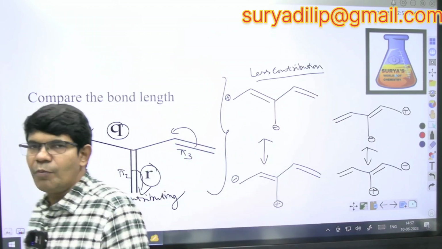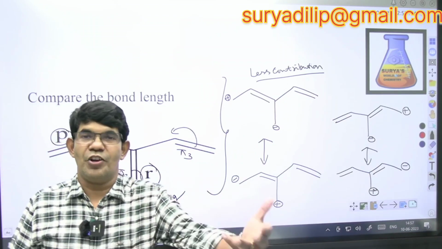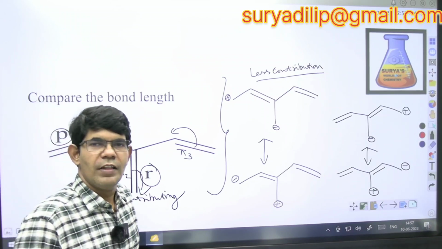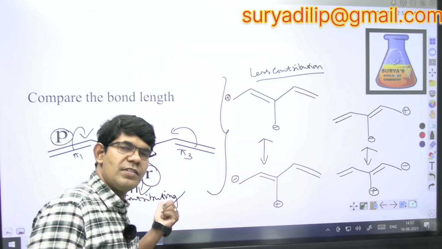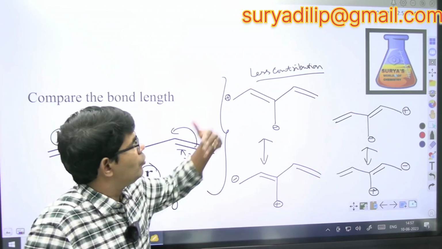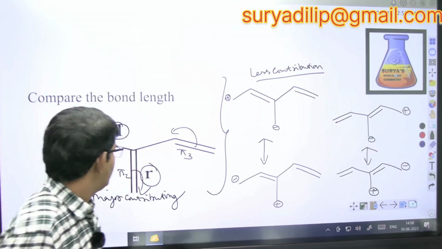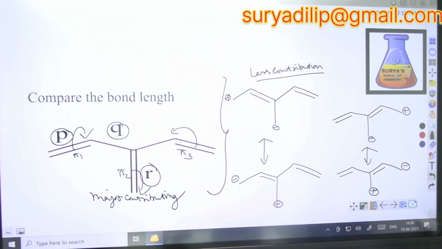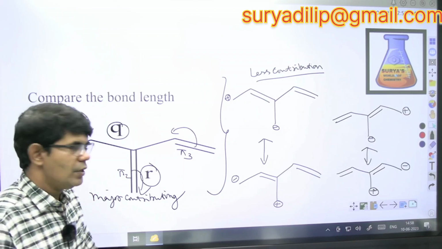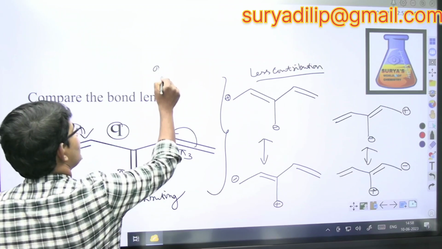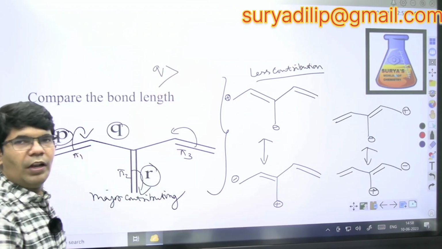When you have major contribution in the resonance hybrid, you have to compare the bond length first based on this resonating structure. Then you have to compare with the less contributing resonating structure. In this, it's very clear that Q is a single bonded one. Both P and R are double bonded. So from the major contributing structure, you have seen that Q has a greater bond length.